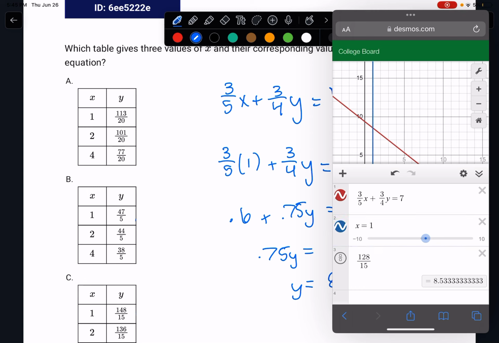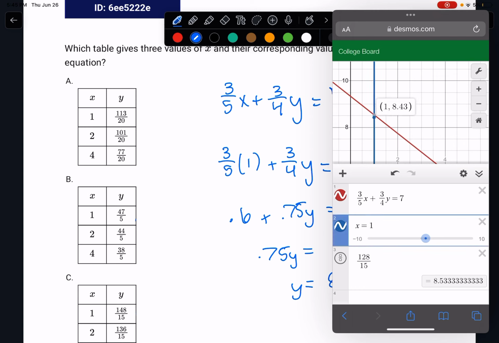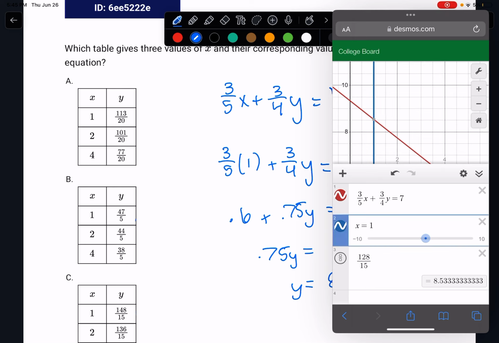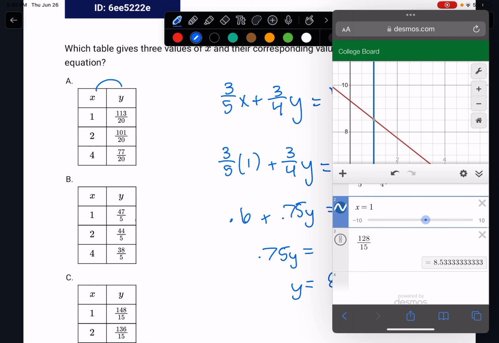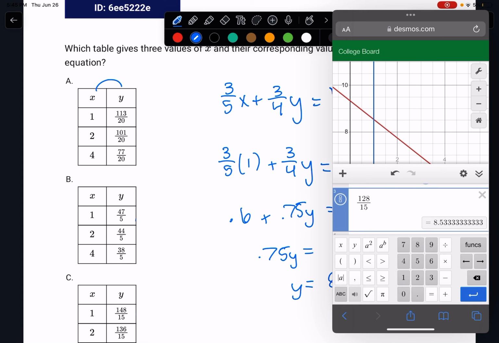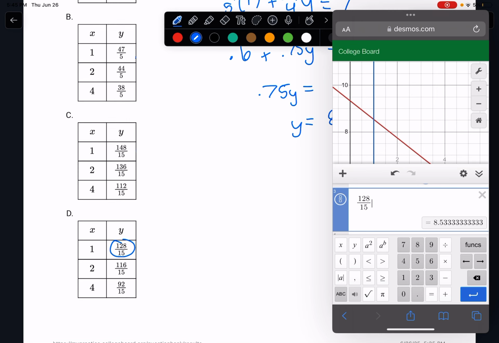Now, the point where they intersect is going to be our y value. See, 1, 8.533. That 8.533 should be what is in the corresponding y column of the table. Now, I plug this into Desmos as well. Desmos is also a calculator as well as being a graph, and it tells us that it is equal to 8.533 right here as shown in D.